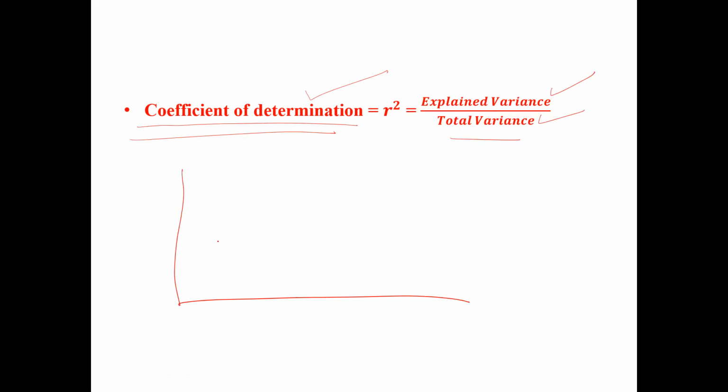Variance means how much data points vary, how much variation individual data points have with each other. So explained variance divided by total variance is equal to the coefficient of determination. Otherwise, just square the correlation. That will be the value of the coefficient of determination.